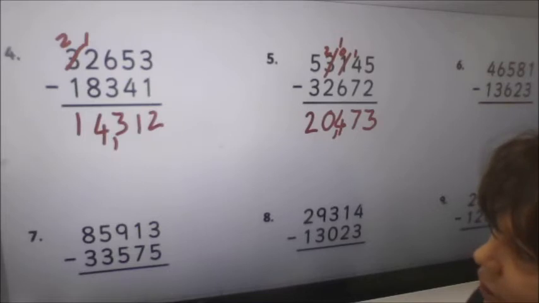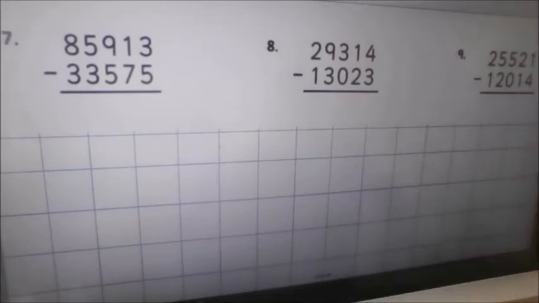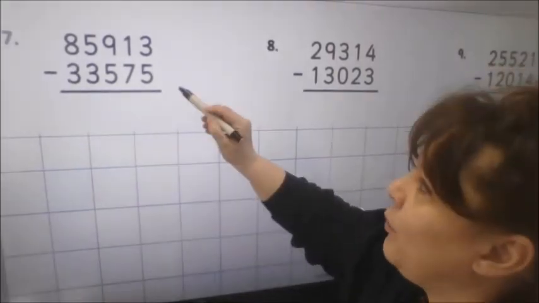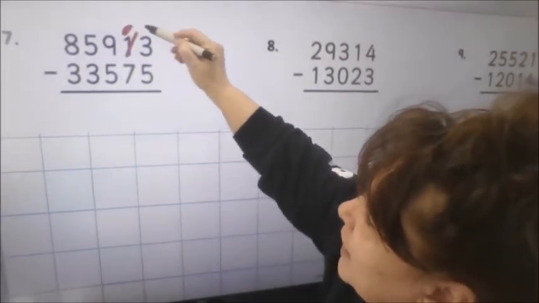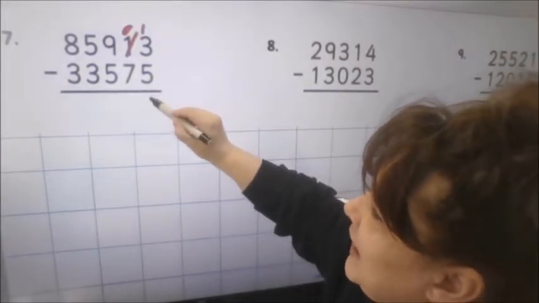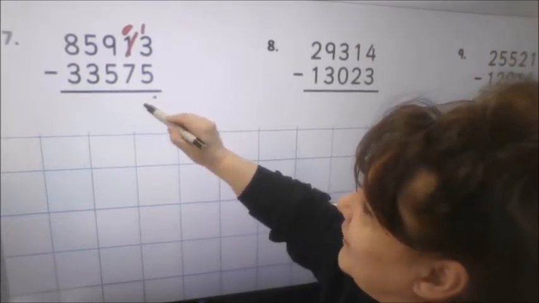So let's have a look. I'm just going to move the board up just a little bit so we can do them. Okay, so 3 take away 5, I can't do, so I'm knocking next door. Now I've got 10. 13 take away 5 is 8.